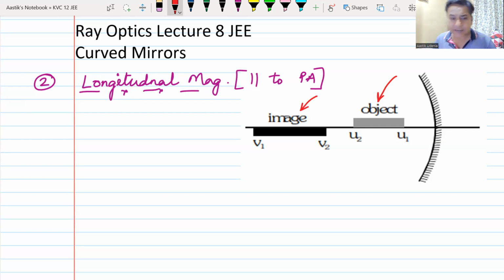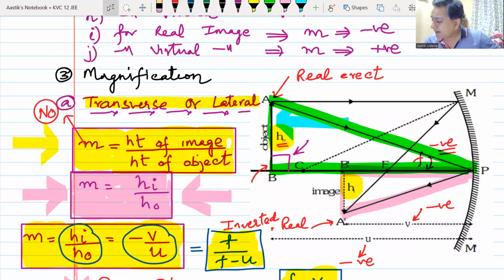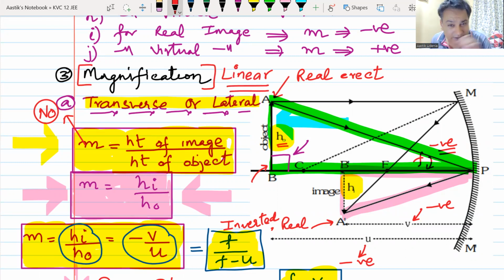Now, this magnification that we are dealing with, instead of calling it magnification, is better to call it linear magnification. So you can go back to the previous slide, and instead of magnification, write linear magnification. Why am I calling it linear magnification? Because the object here is one-dimensional, whether it is a line or an object like this, it is a one-dimensional object, and therefore this magnification is known as linear magnification.